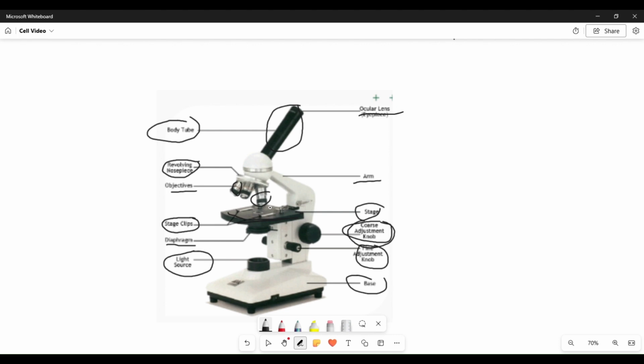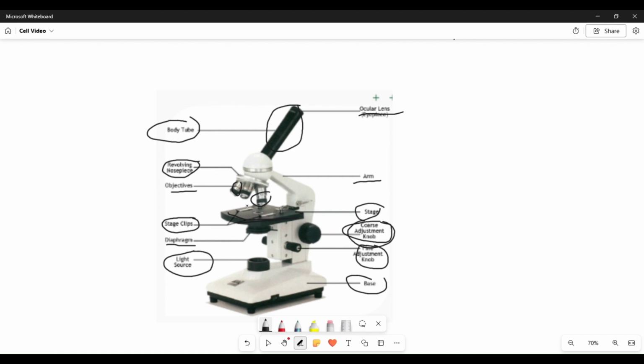While looking at the objective lens and the stage from the side, turn the coarse knob so that the stage moves upward towards the objectives, and move it as far as it will go without touching the slide. Look through the eyepiece and adjust the light source and the diaphragm until you can attain the maximum comfortable level of light.